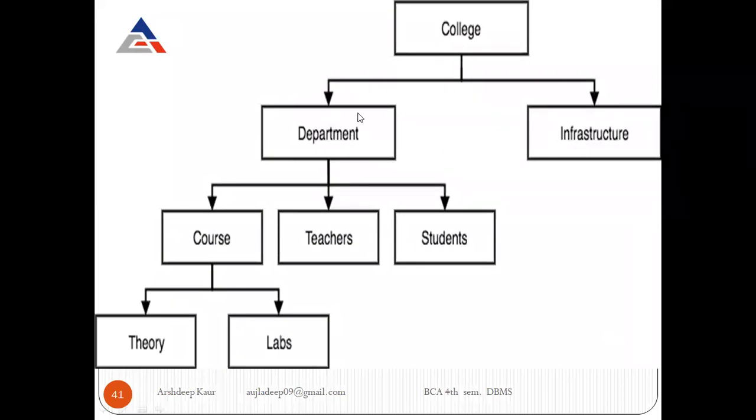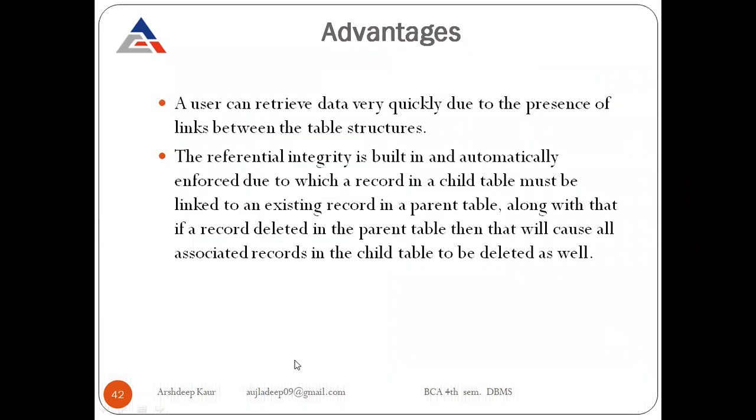So college is the parent node. It has two children, department and infrastructure. Department parent node has three children, course, teachers, students. So it represents a one to many relationship, one to many relationship. Again, course is the one parent node having many relationships. It has a relationship with the theory child node and a lab child node.